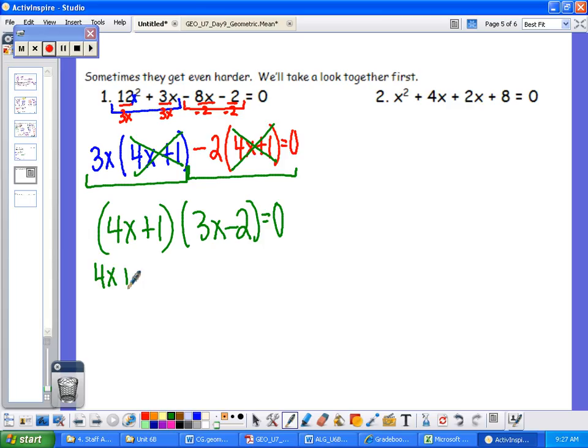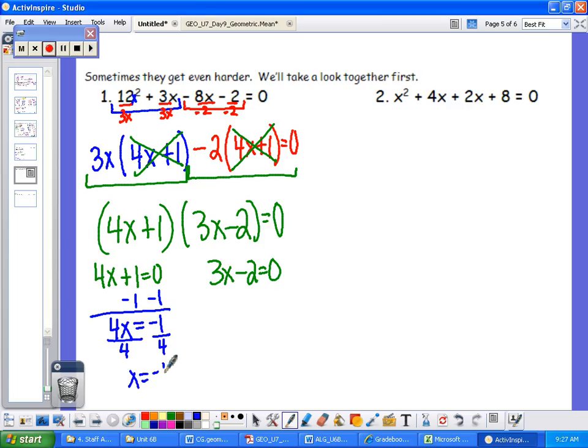I set my first factor equal to 0. I set my second factor equal to 0. And from here, just solve. I'm sure you can do it on your own. So minus 1, 4x equals negative 1. Divide by 4, x equals negative 1/4. I'm not going to speak through this one.